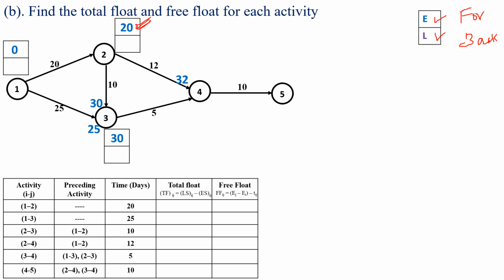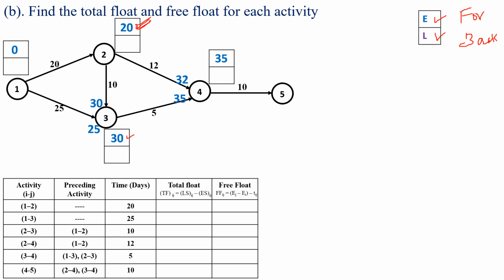Next we have to look at the activity 3 to 4. For the activity 3 to 4, the earliest start time is 30 at the event 3. Then the finish time will become 30 plus 5, which is equal to 35 at the event 4. Here event 4 is the merge event for the activities 2 to 4 and 3 to 4, so we consider the maximum of 32 and 35. The maximum time is 35, so the earliest finish time at the event 4 is 35.